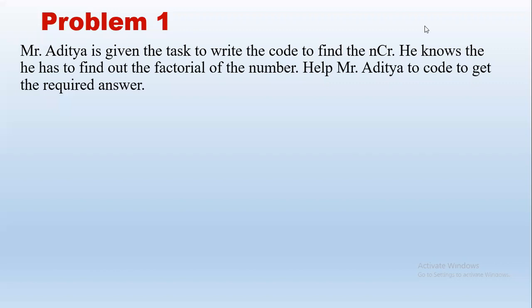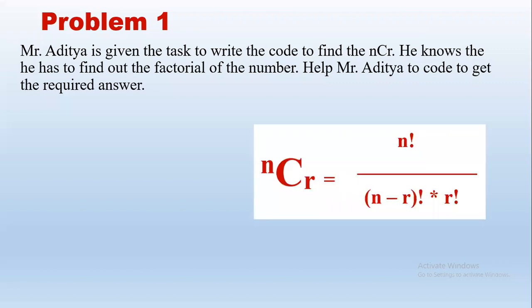What is the formula, or how do we find NCR? Permutation and combination, NPR, NCR, formulas you have learnt in maths. N factorial by n minus r factorial into r factorial, ma'am. Yes. So NCR is n factorial by n minus r factorial into r factorial, right? So that is the formula here. So n factorial by n minus r factorial into r factorial will give us NCR.